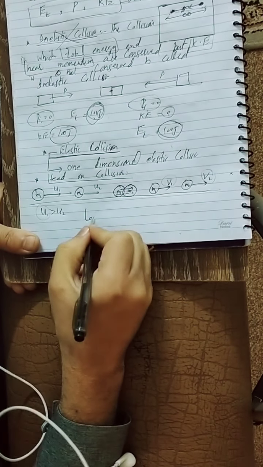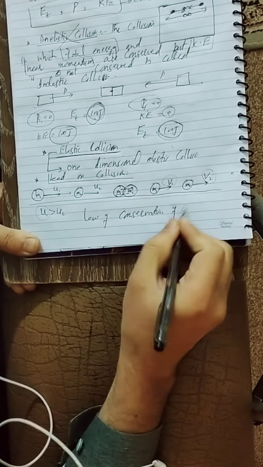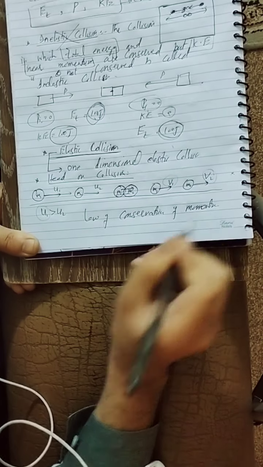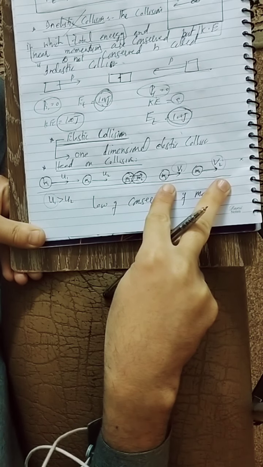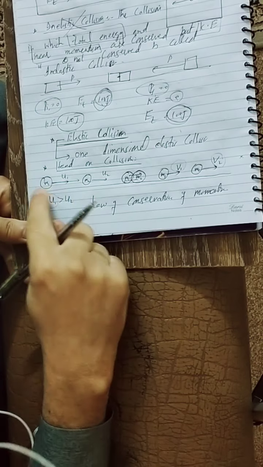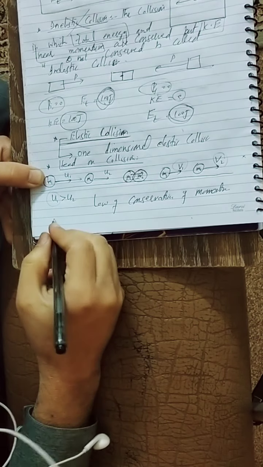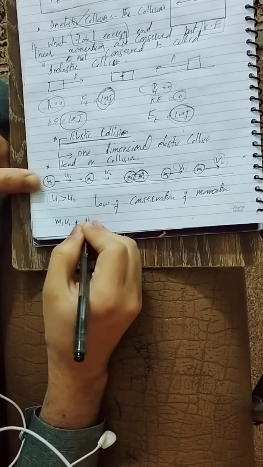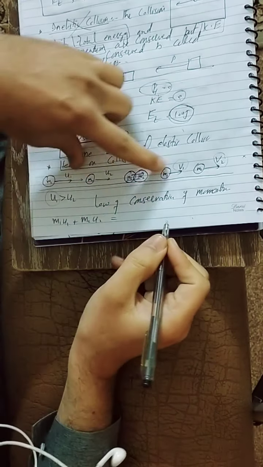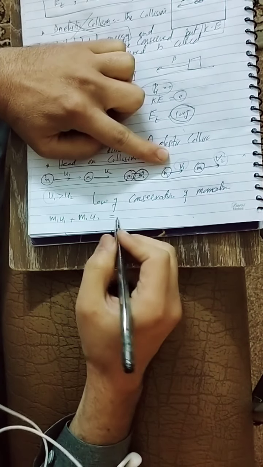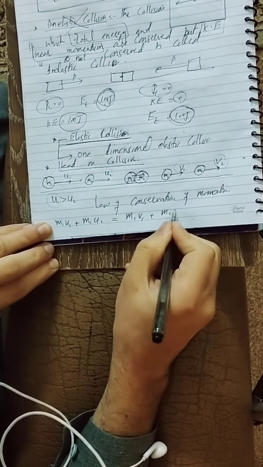Okay, now I am applying the law of conservation of momentum. Initially both are in the same direction, so their momentum will be added. Finally they are the same in direction, so their momentum will be added. Okay, so what is the momentum of this mass? Its momentum is m1 u1. Its momentum is m2 u2, is equal to, what is its momentum? Its momentum is m1 v1 and its momentum is m2 v2.